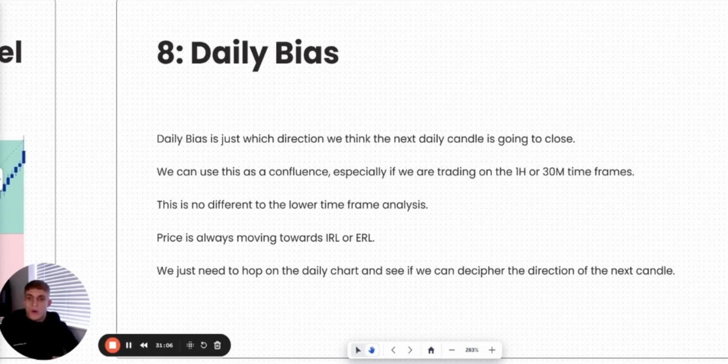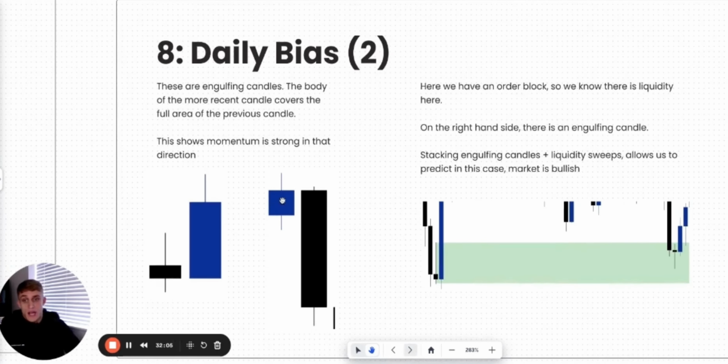So the next thing which I'll talk about is daily bias, and this is something that you can use to stack your confluences. In simplest terms, it's what direction do we think the next daily candle is going to close. Use this as a confluence that's really, really strong if we're in the 1 hour or 30-minute time frames. I would not use this as a confluence for your 5-minute or 1-minute time frames, however. In order to work out the daily bias, we'll just do analysis like any other, just like lower time frame analysis. We'll come back to the point that price is always moving between IRL or ARL, different types of liquidity. So all we'll do is hop on the daily chart and basically work out what direction the candle's going to head.